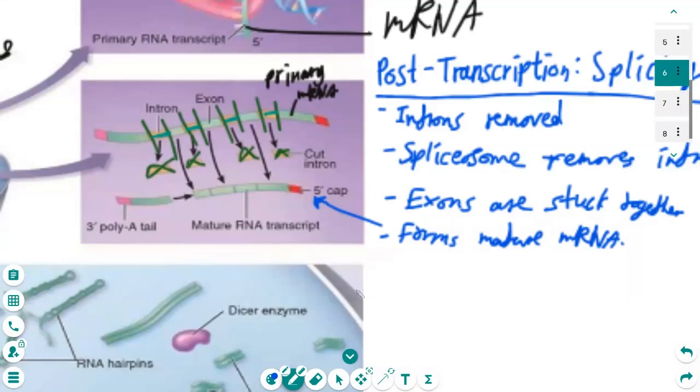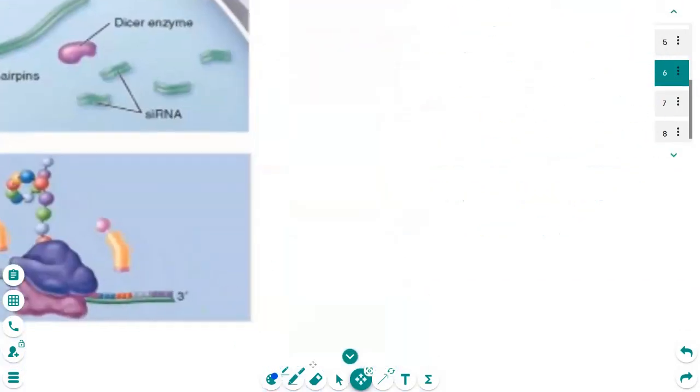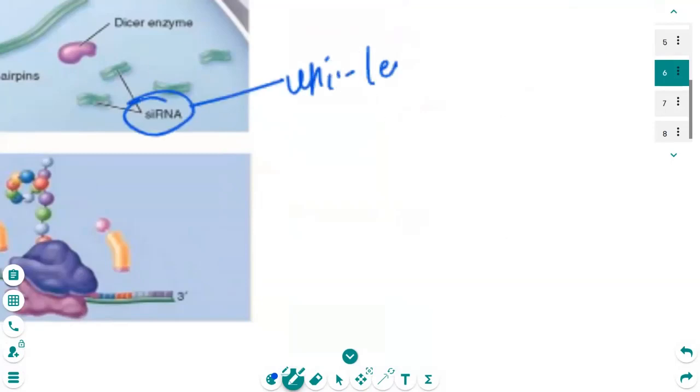So this is post-transcriptional regulation. We also have post-translation. So we're not going to talk about this, but you have something called small interfering RNA, which is also involved in gene regulation. But you don't need to know it for A-level. You learn more about these in uni. This is uni level. Anyway, back to A-level.